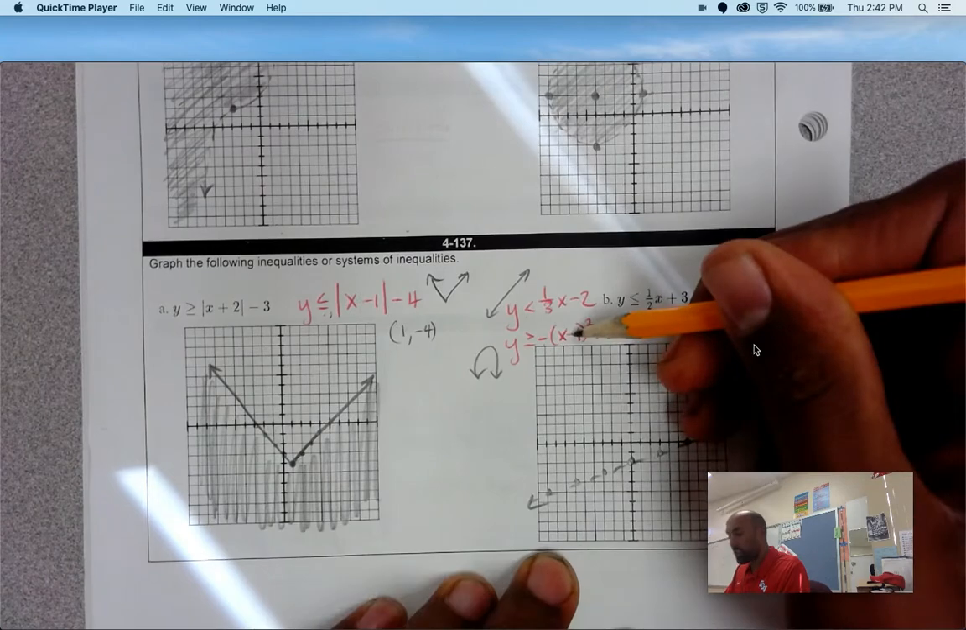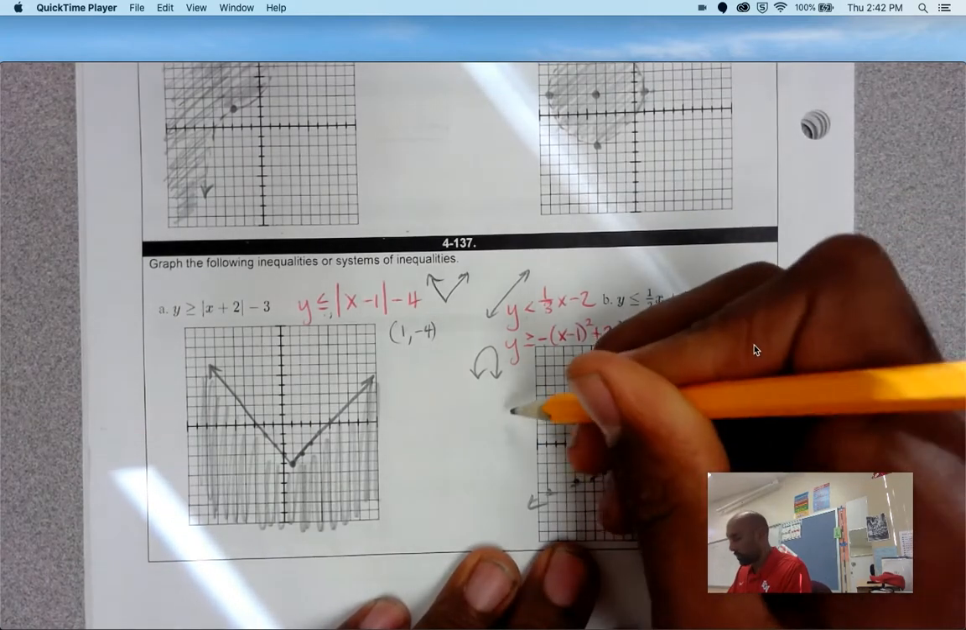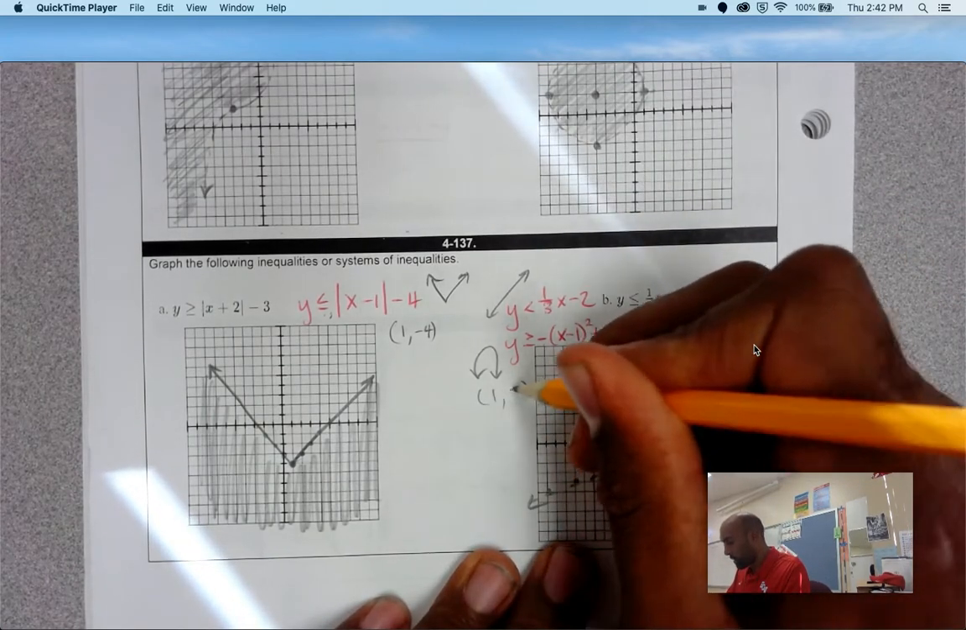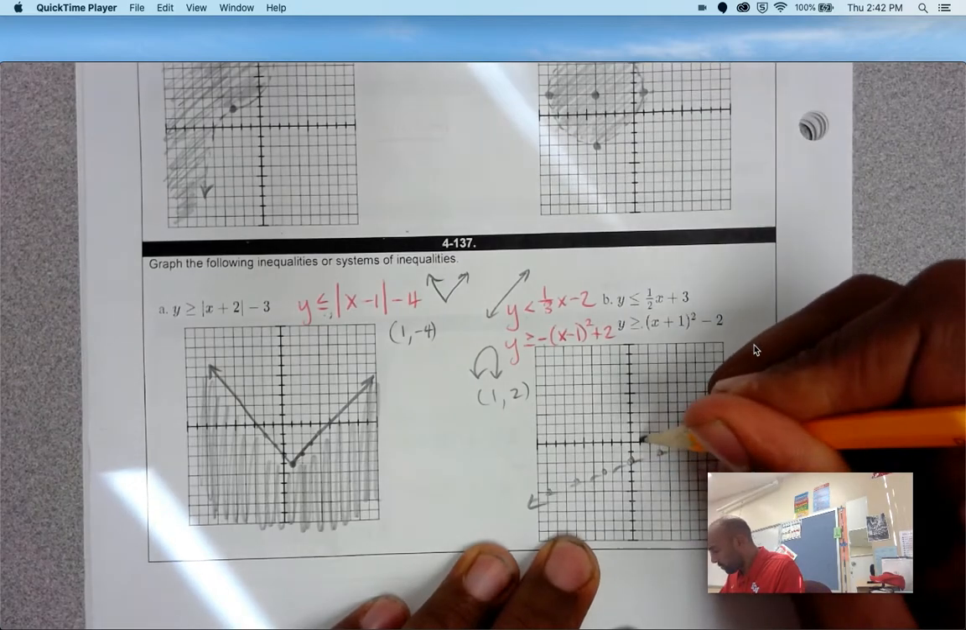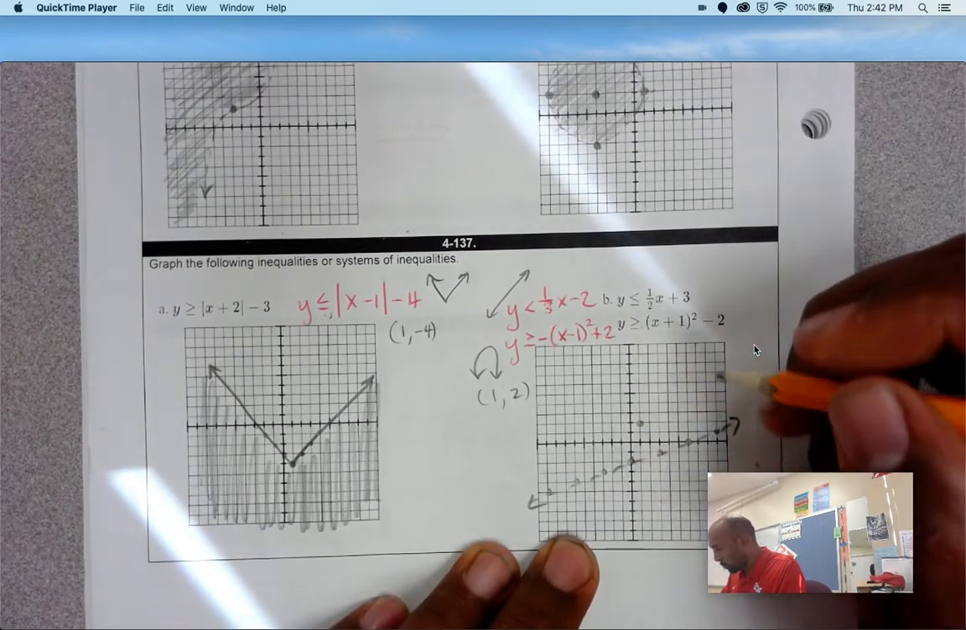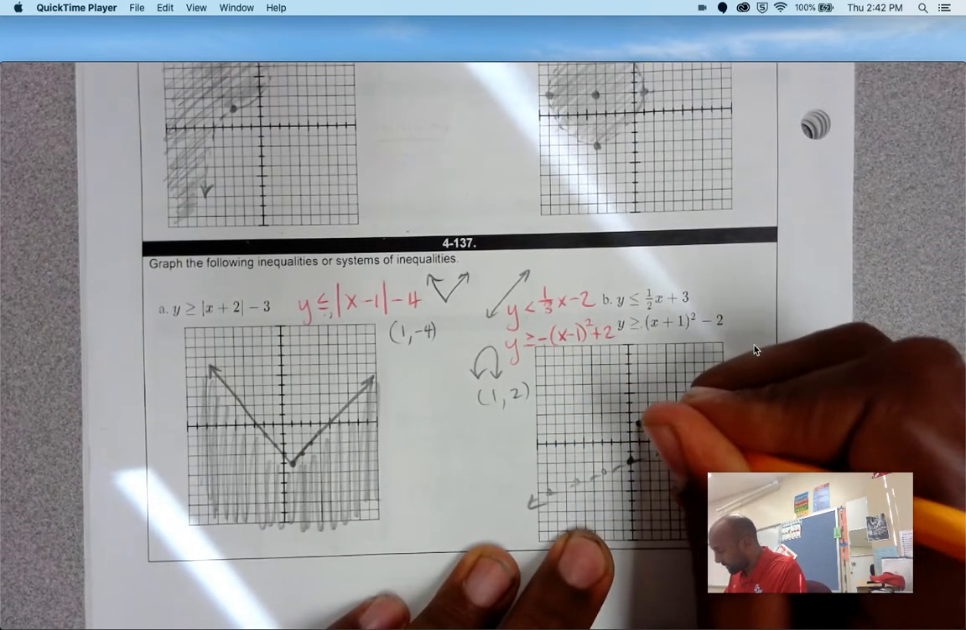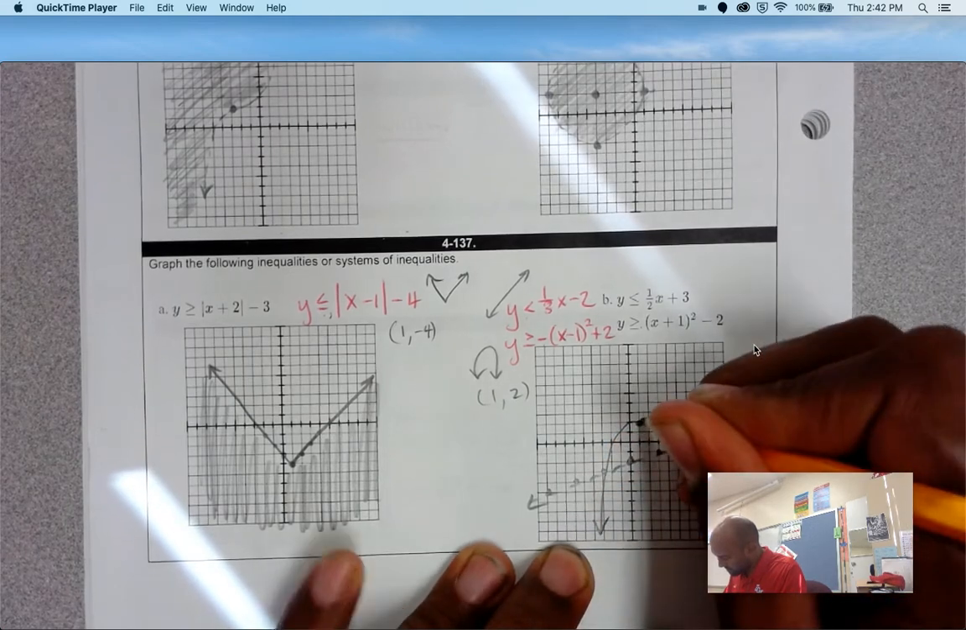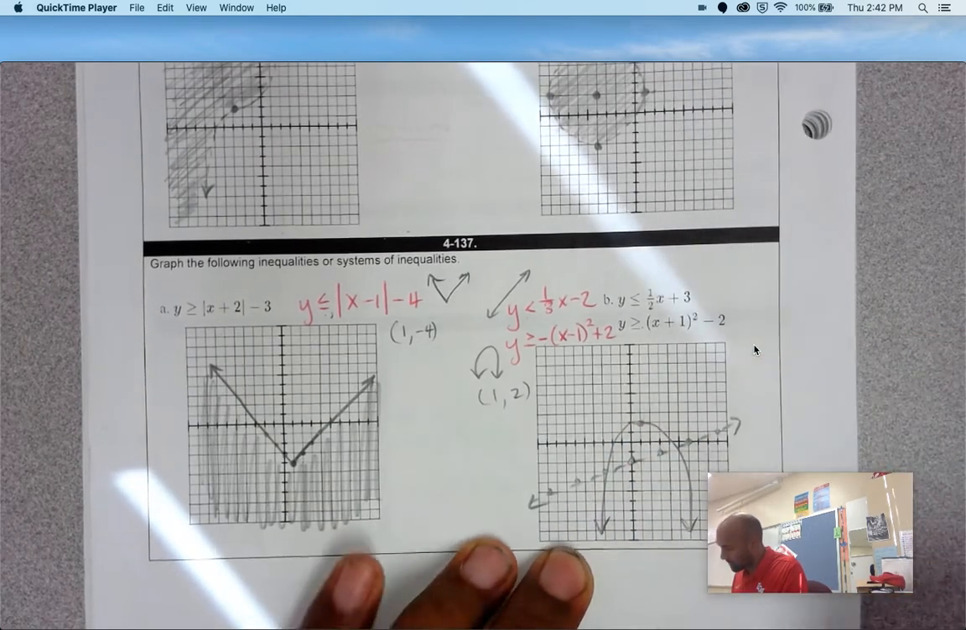Now the next one, first let's get the vertex. The vertex of that parabola would be at 1 and 2. It's pointing down, and it's a solid line. Okay, so now it's time to shade.